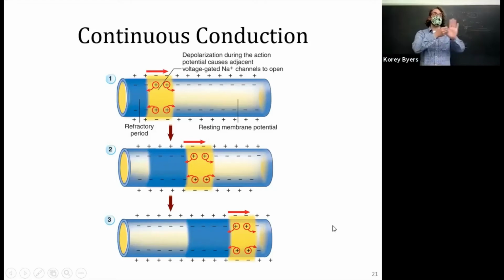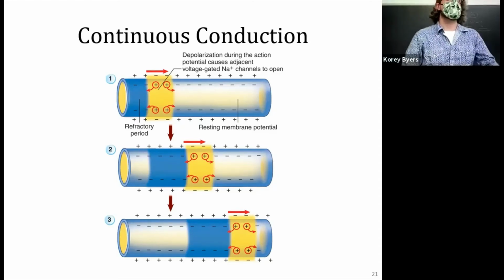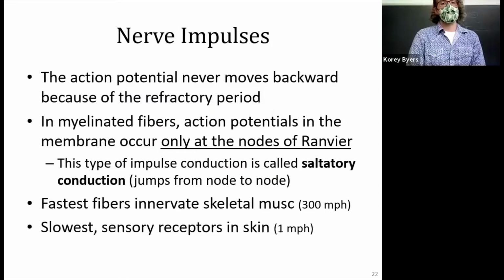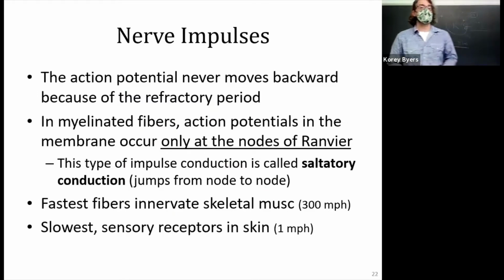That's because the cell has just gone through that absolute refractory period. So even though the voltage is going technically both ways, the space behind has already completely depolarized. So we can't send the signal the reverse way, it can only go one direction. And so the absolute refractory period makes sure that we don't send the signal the wrong way, that it goes toward the axon, toward the next cell. So the action potential never moves backward because of that refractory period.